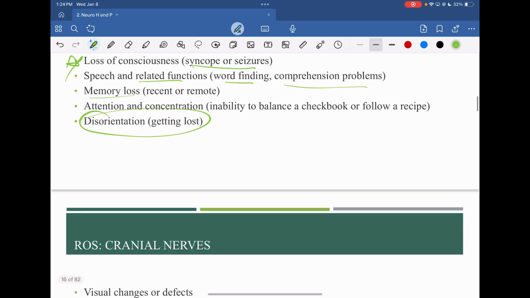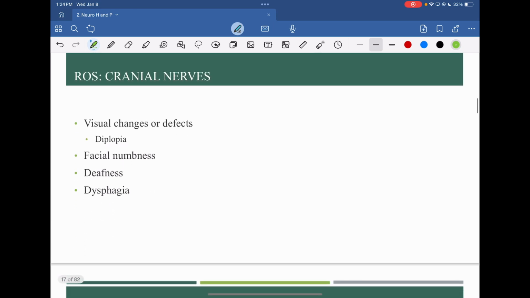They do well. Cranial nerves. You guys know how to check all these already. You guys did all the cranial nerve functions in the face. Any visual changes, facial numbness, deafness, dysphagia. Deafness, make sure you know, is it right or left or both sides? Okay, is it just unilateral hearing loss? Is it both? What test would you use for that?